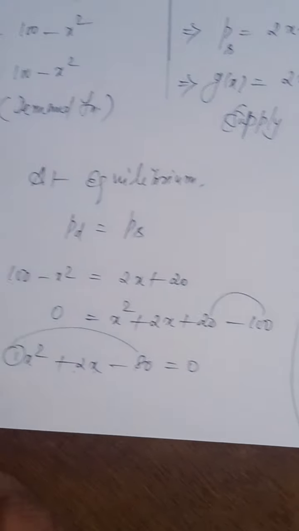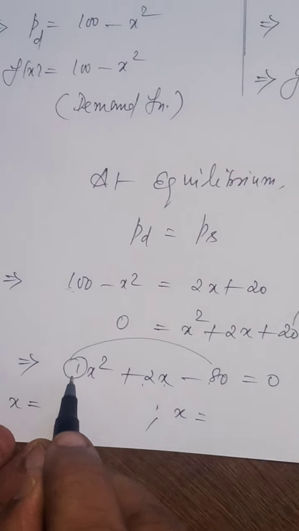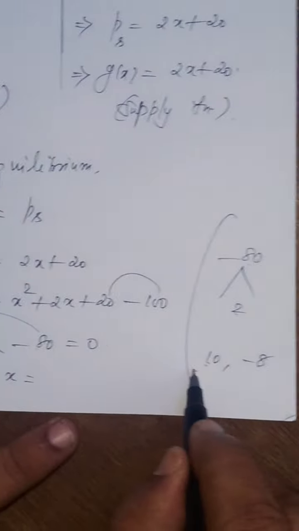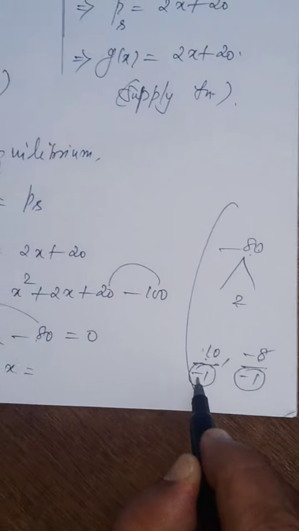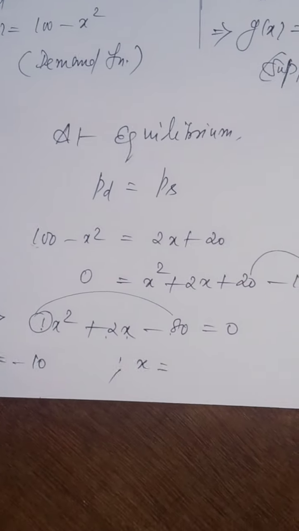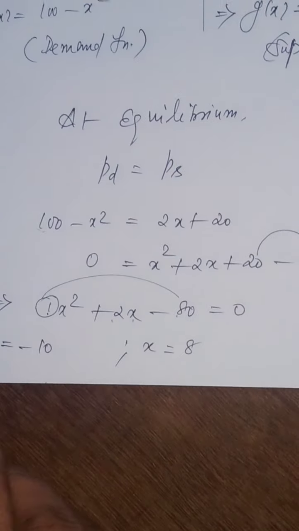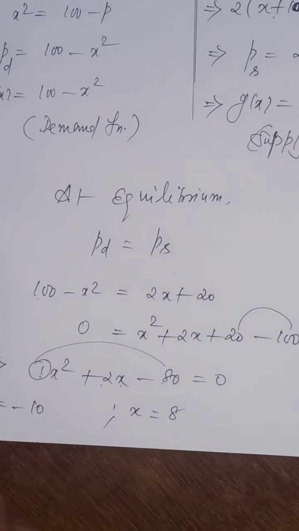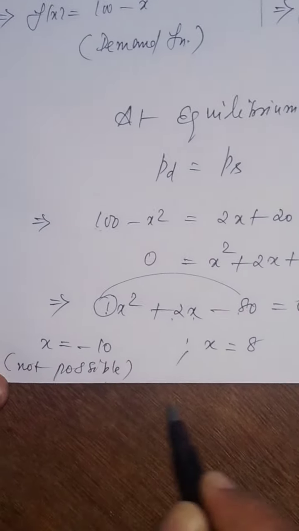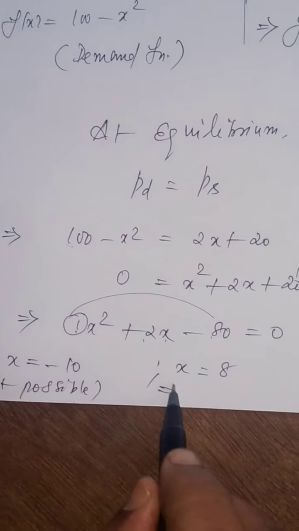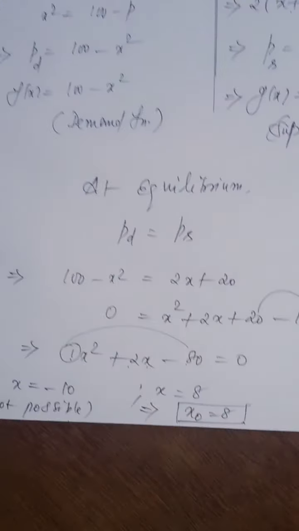For finding the values of x directly, consider the coefficient of x square. What is it here? 1. Change the sign and write in the denominator: minus 10 by 1 is minus 10. Here minus minus gets cancelled, 8 by 1 equals 8. In general, I have told you x cannot be negative. In this model question, x cannot be negative. So x equals 8, which implies x naught is also 8, because x and x naught are equal.